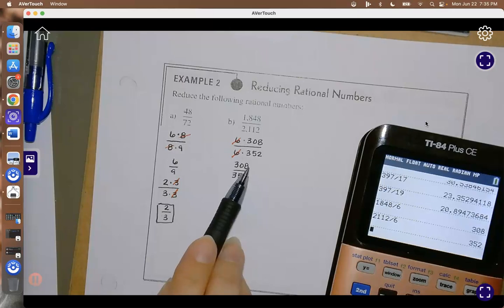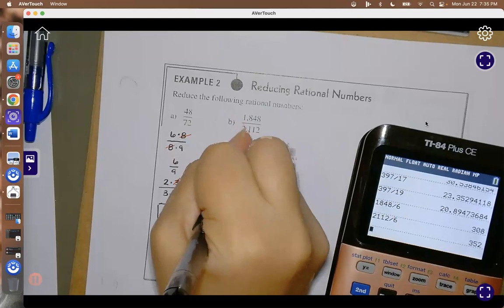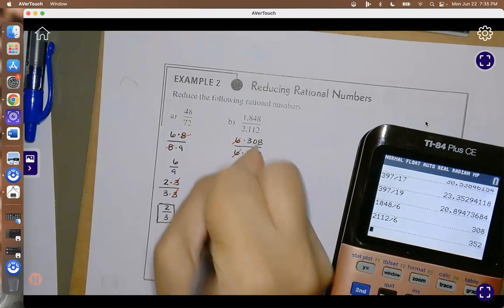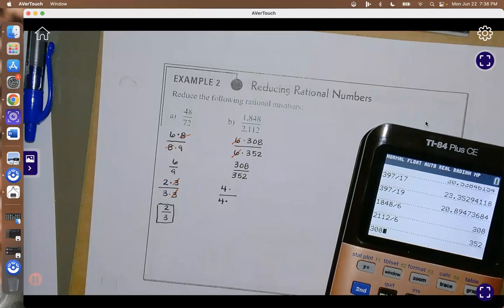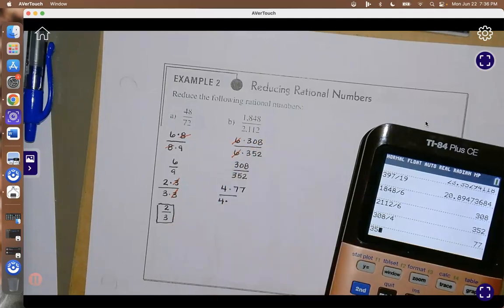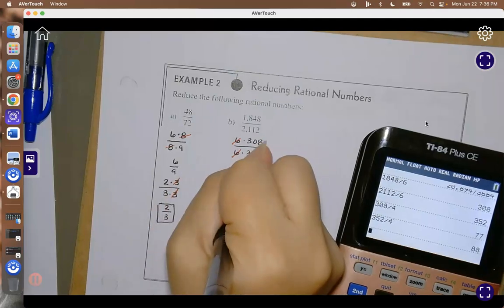This adds up to be 11, so that won't work. So let's try 2. Let's do the last 2 digits. 4 will go into this and 4 will go into this. So let's see, 4 times what gives us each of these numbers. 308 divided by 4 is 77. 352 divided by 4 is 88.